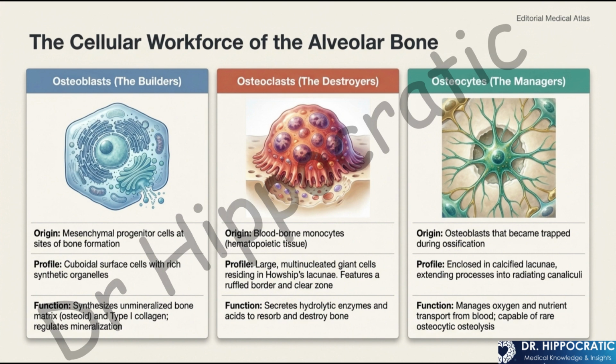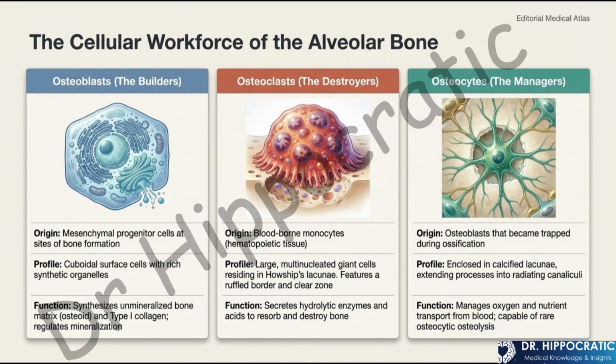That is wild. And the third group are the osteocytes. The atlas refers to them as the managers. How do you get to be a manager on this construction site? By getting walled in. Osteocytes are actually just former builders, osteoblasts, that essentially poured concrete all around themselves and got trapped. So they live inside tiny calcified caves. Right. But from inside those little caves, they extend these long microscopic tentacles out into the surrounding bone to manage oxygen and nutrient transport. And more importantly, they act as mechanical sensors. Exactly. They literally feel the physical strain on the bone when you chew, and they send signals to the builders and destroyers telling them where to work.